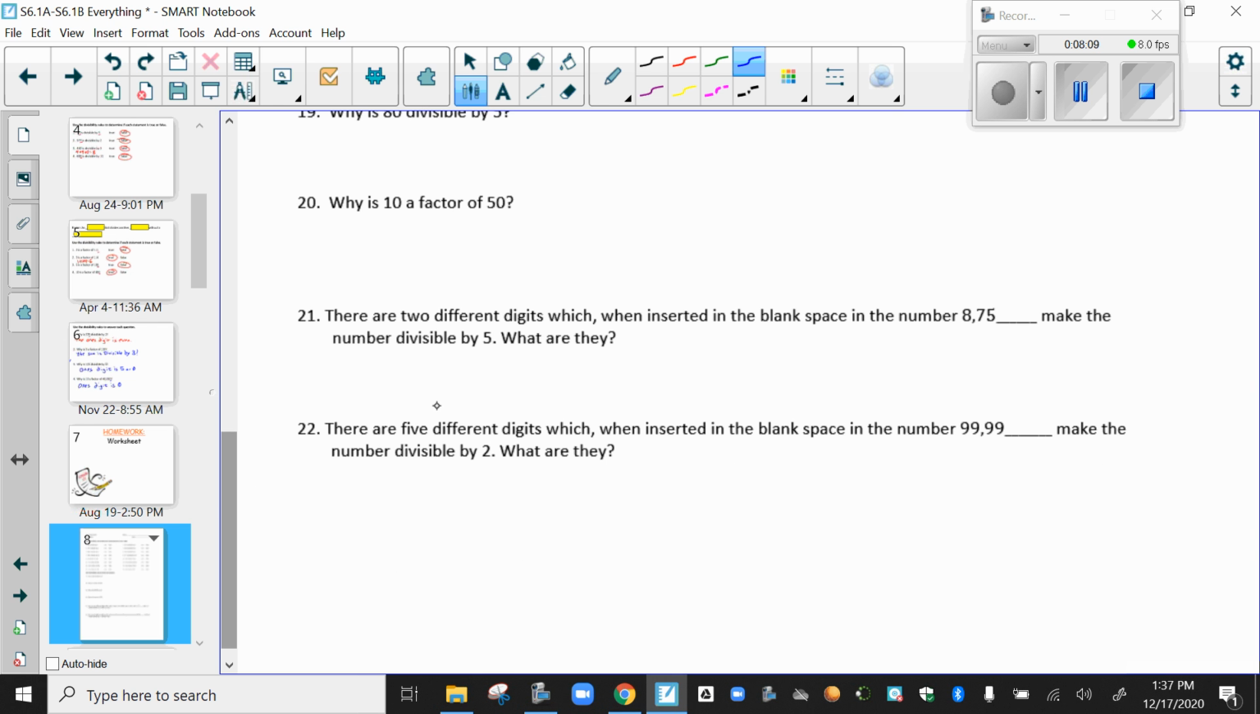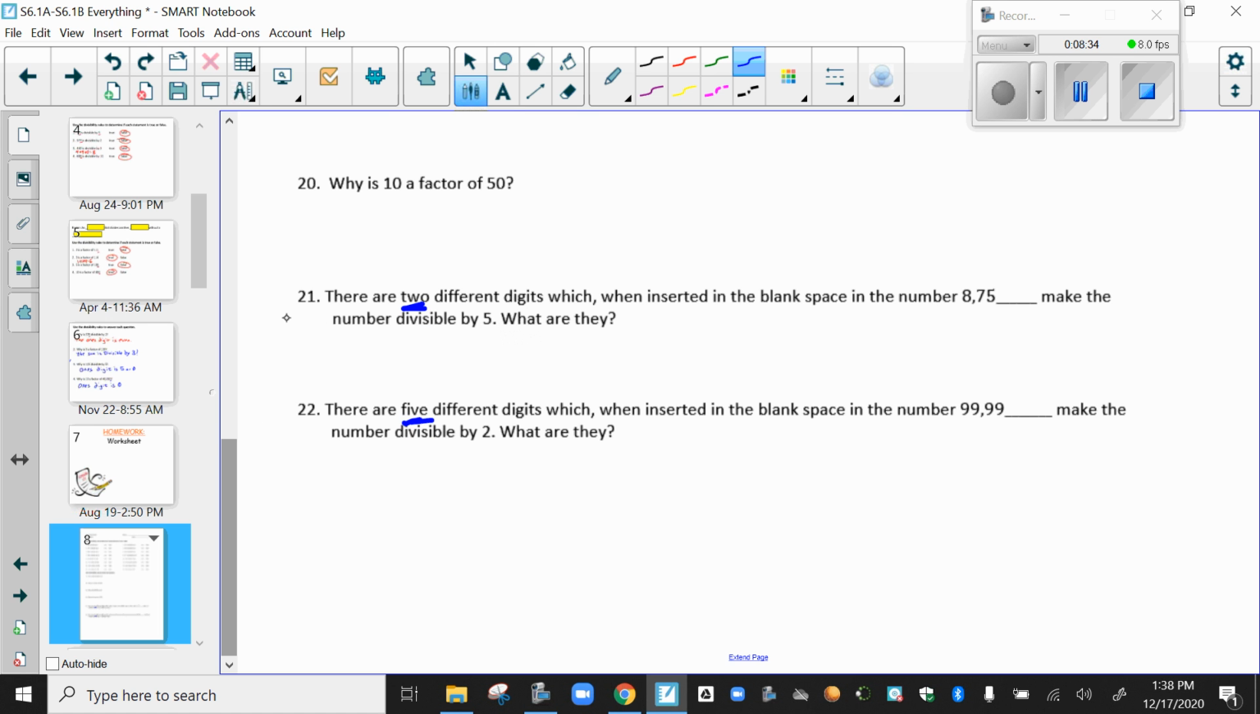And then 21 and 22, we're going to fill this in to make a new number, right? That makes this true. 99,990 blank. What can we put into that blank to make numbers that are divisible by 2? What can we put at the end of 8,750 blank to make it divisible by 5? This one you should have 2 answers. This one you'll have 5 answers. All right? All right.